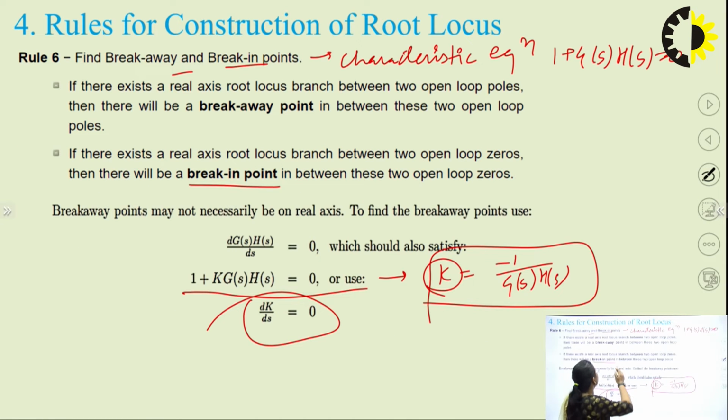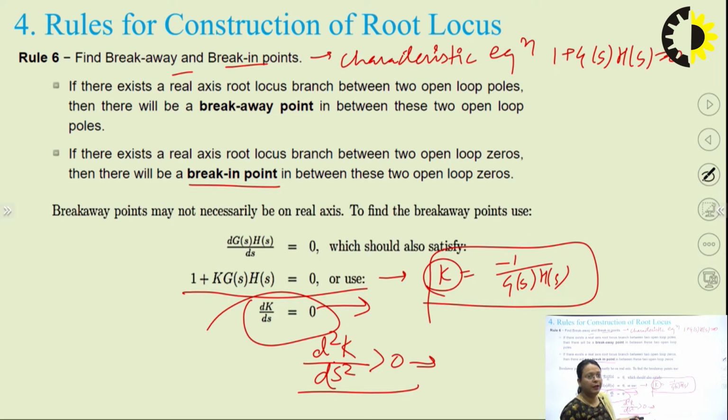And for the break-in point, we have to double differentiate the value of k, right? That means for the break-in point, we have to find d2k by ds2, which should be greater than 0. From here we'll get the break-in point, and it is the case when we have two consecutive zeros, and for two consecutive poles we always have to find the breakaway point.